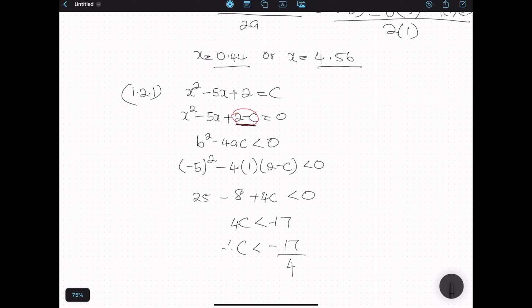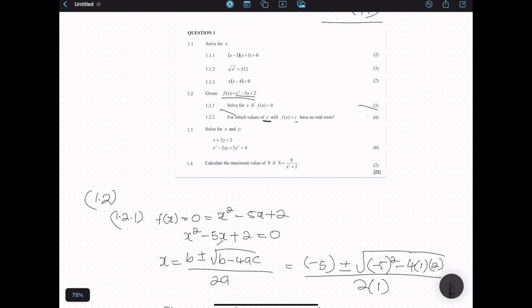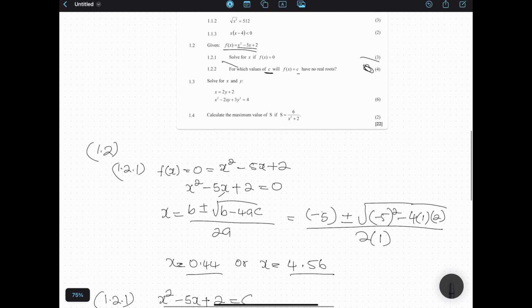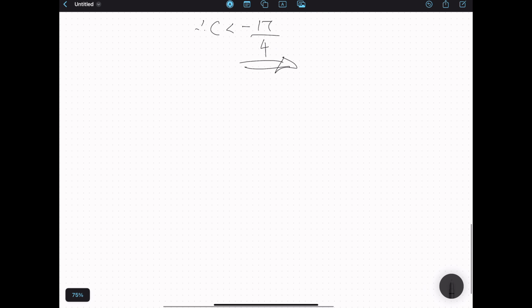So this is the answer for the second question, this one for 4 marks. For the 1.3 question, we have to do a simultaneous equation, and then 1.4. To do the simultaneous equation, I will do it. Let me move on, let me take this with me.